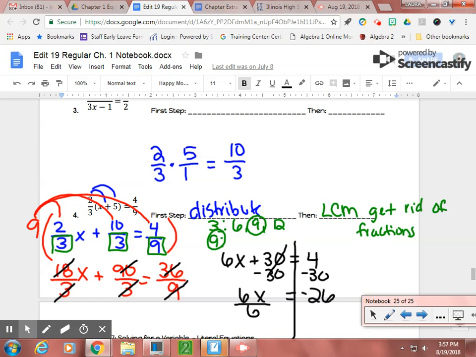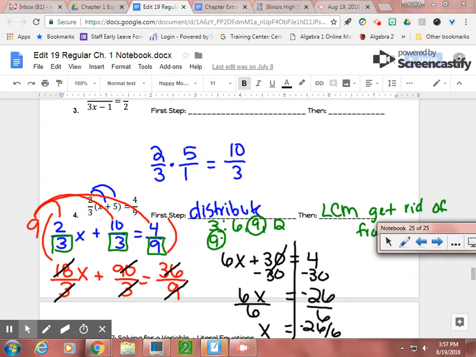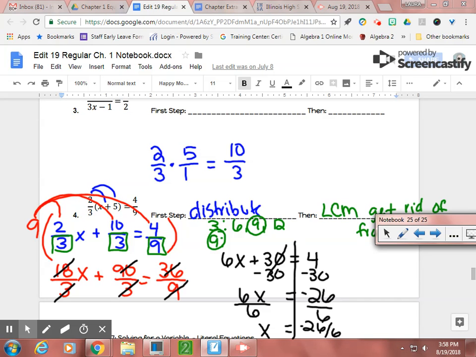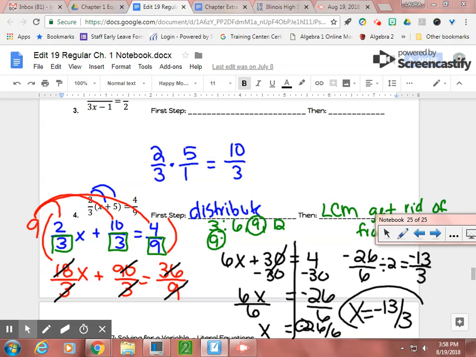Get the variable by itself. So I have x equals negative 26 over 6. The last thing I need to look for is, can I reduce those fractions? Are 26 and 6 divisible by the same thing? Well, yeah, I can divide those both by 2 and get 13 over 3. Okay, and don't forget your negative sign that has to come along with it. So x then is negative 13 over 3.